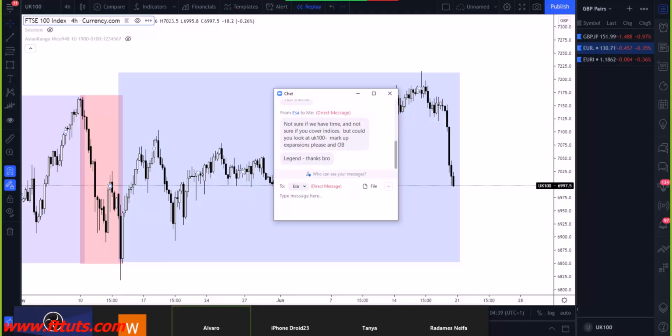I said trade with the trend. Number 1, I'm trading with the trend. Look for the expansion, retracement. I look for that session's liquidity. All these confirmations we're waiting and looking for.